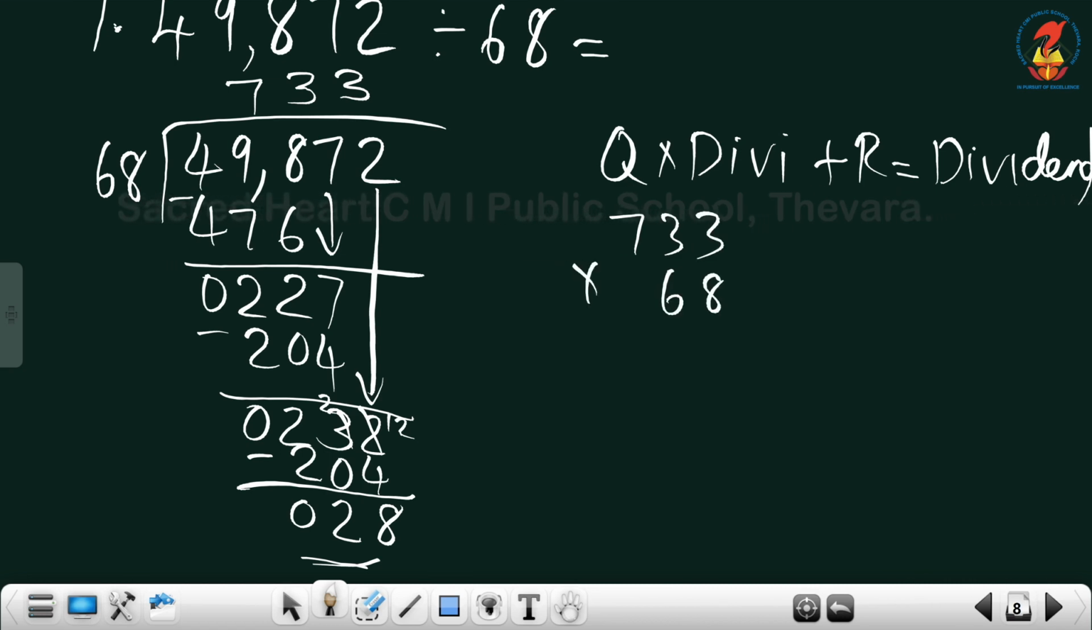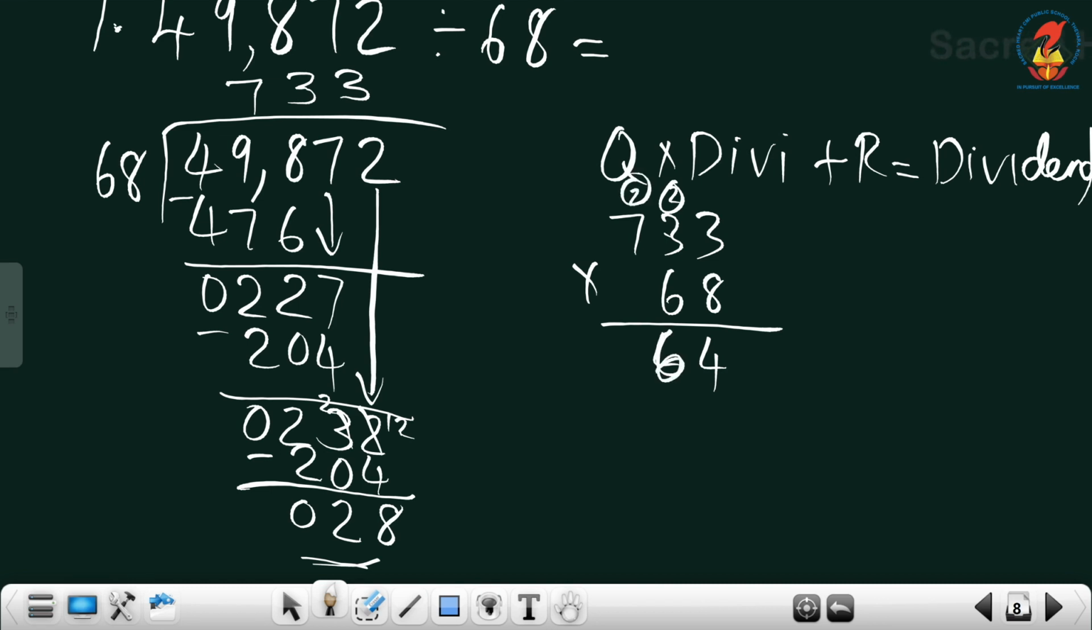Okay. Then quotient is what? 733 into 68. 8 3s are here. And how many digits are there in the multiplier? 2. That means 2 steps in the multiplication, right? First we need to multiply by 8. 8 3s are 24. 2. Then 3 8s are 24 plus 2 is what? 26.